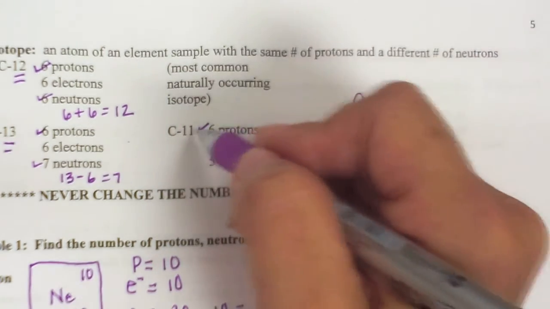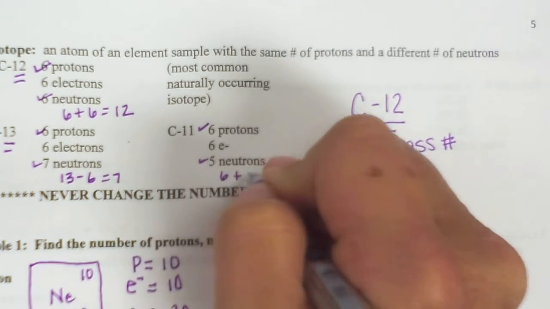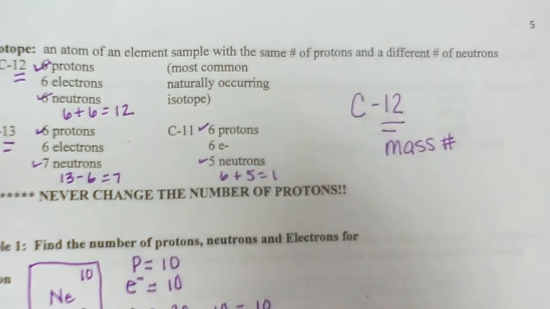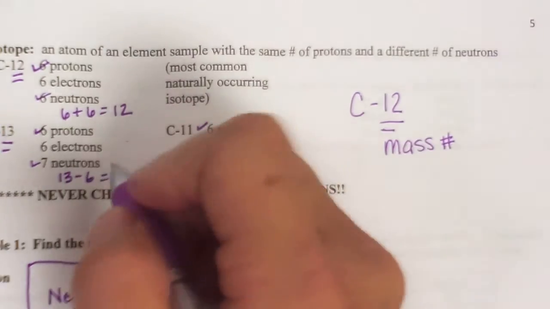So 11 minus 6 is 5 neutrons. So 6 plus 5 is equal to 11. Each one of these samples is different because they have different masses. Okay? They have different masses.